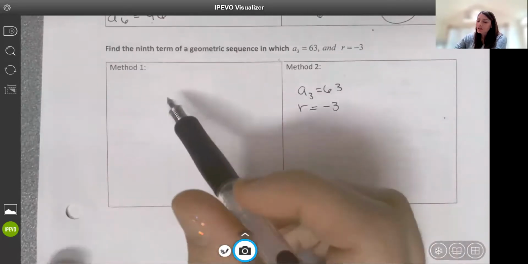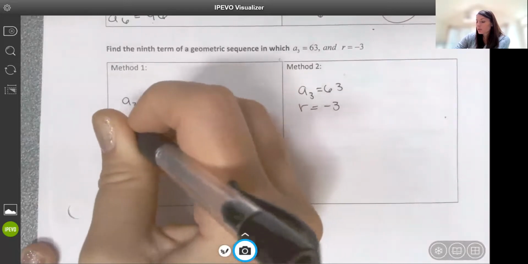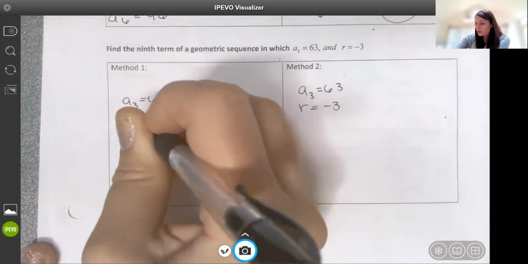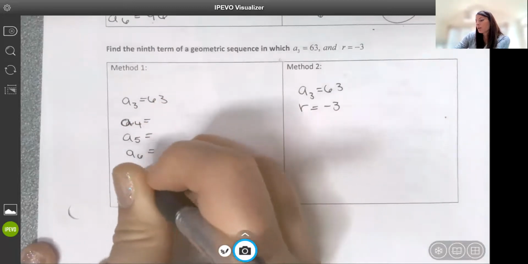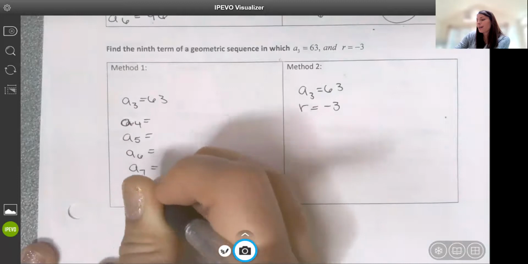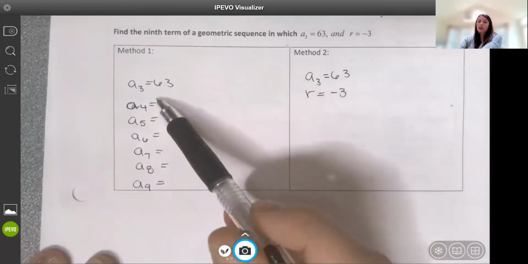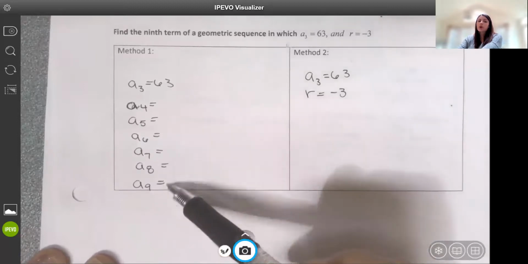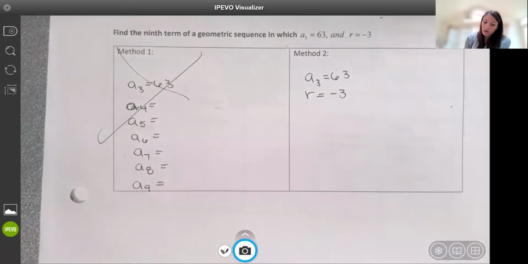But if I wanted to find the 9th term, I'd have to go, well, the 3rd term is 63. And so I need to find the 4th term and the 5th term and the 6th term and the 7th term and the 8th term before I can even find the 9th term, because with recursive, again, I have to rely on the one right before it. So I don't even want to look at method 1. I'm going to look at method 2. Now, here's the issue: we don't have the first term.